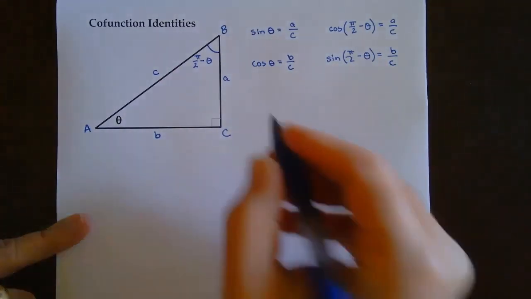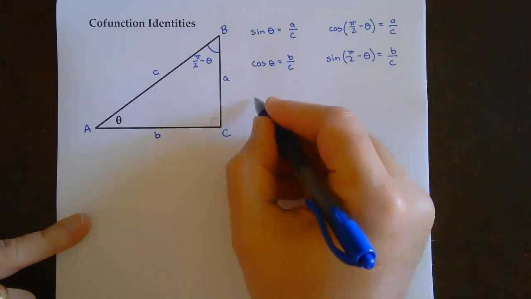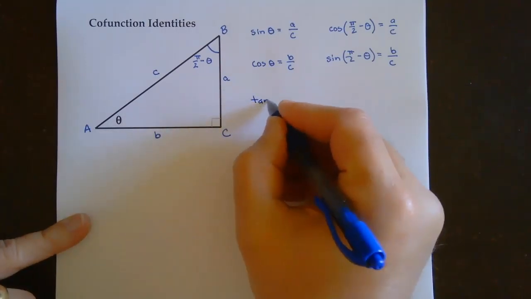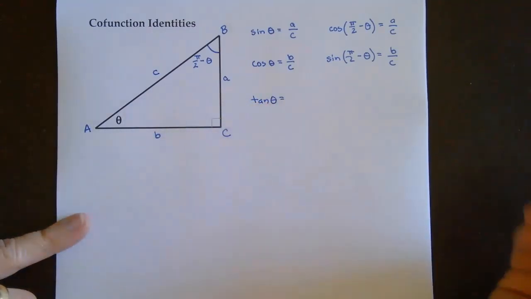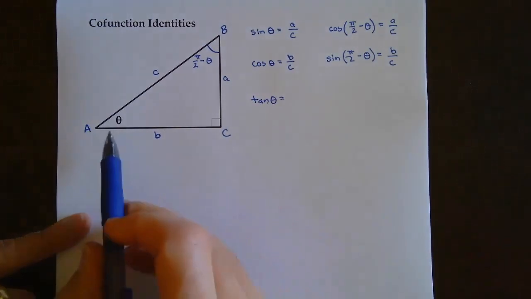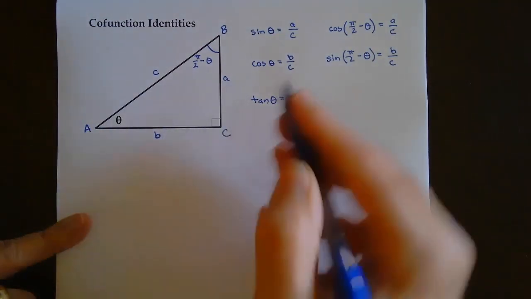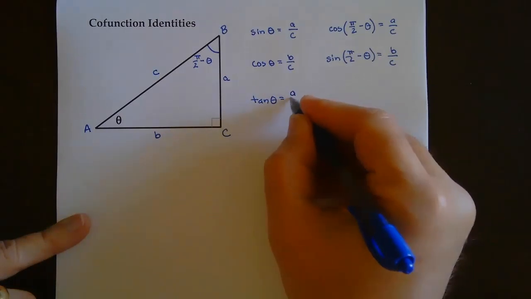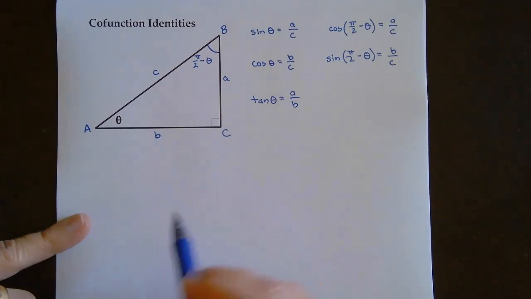Okay? Now I want to look at tan of theta, and we're going to look at all 6 trig functions for theta, okay? So tan of theta is the opposite leg over the adjacent, right? So tan of theta would be A over B, because A would be the opposite leg and B would be the adjacent leg, okay?